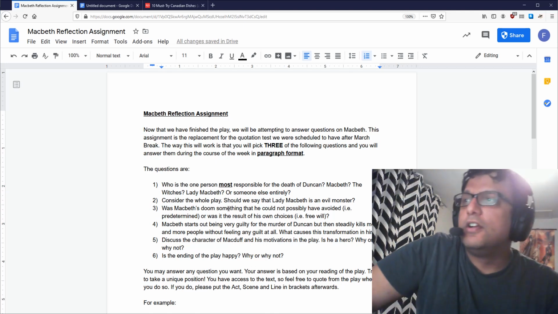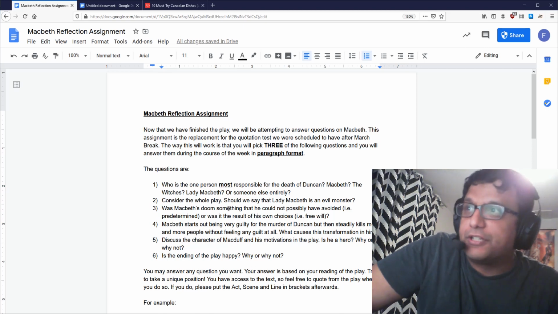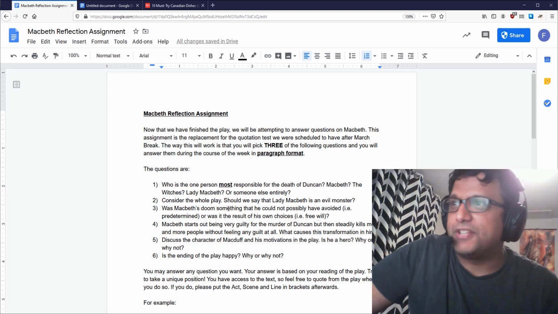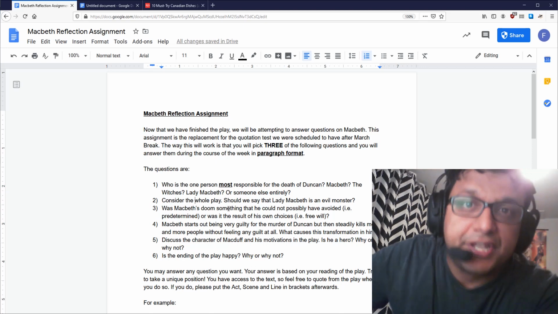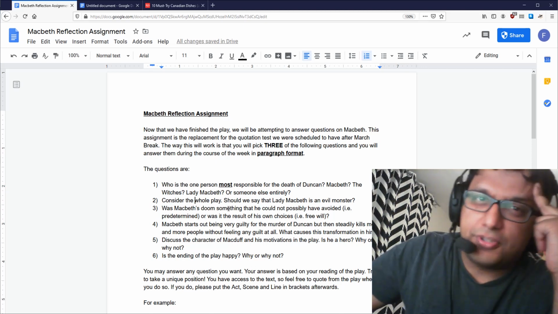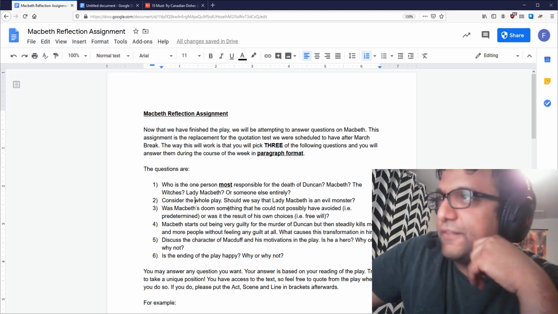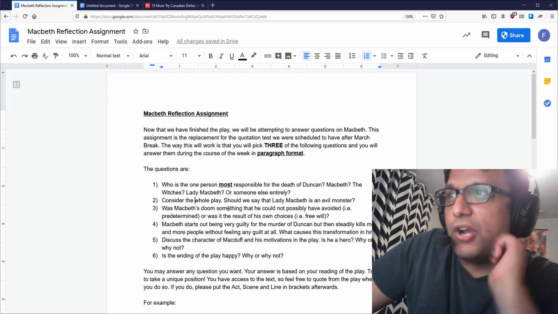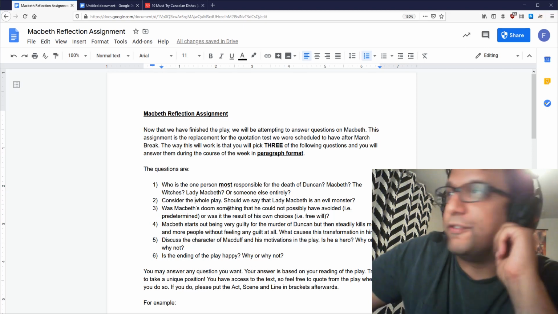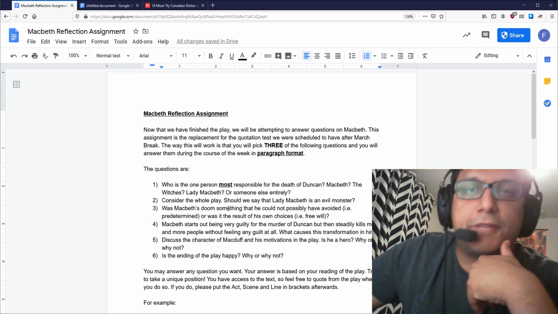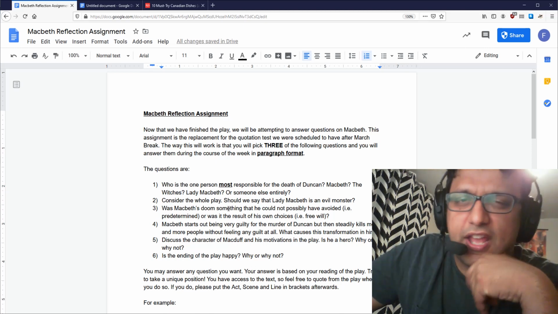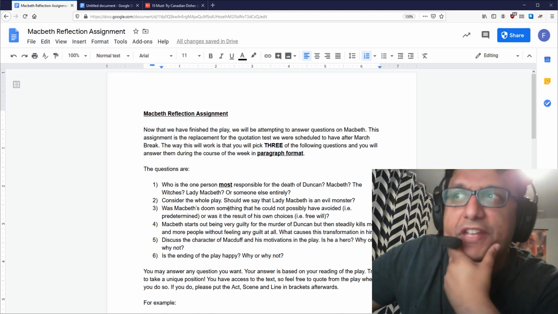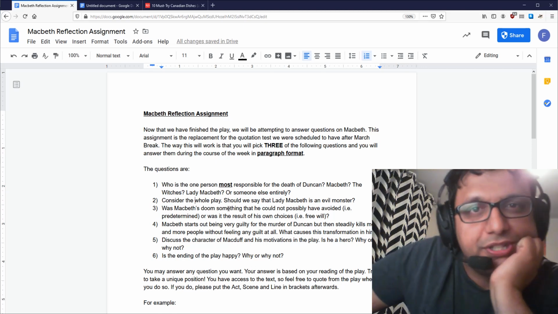Then there's number 3. Was Macbeth's doom something that he could not possibly have avoided, i.e. predetermined, or was it the result of his own choices, i.e. his free will? Right, so this is looking at one of the central parts of the play, right? Sort of looking at the idea of predeterminism versus free will. So, was Macbeth doomed from the beginning? Was it all just because of this prophecy that the witches had, that all of this stuff was going to happen? Or was what happened the result of his own free will and his own choices, right?